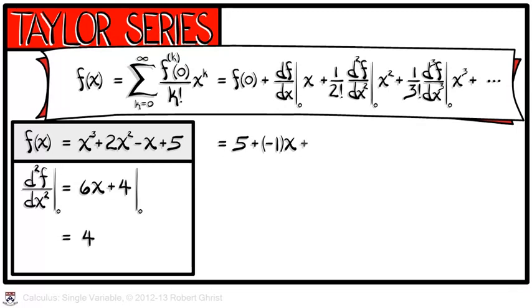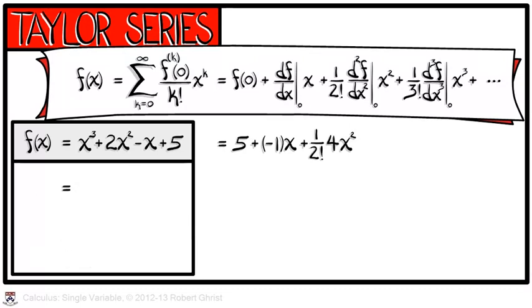Therefore, the next term in the Taylor series is 1/2 factorial times 4 times x squared. The third derivative of this function is very simple. It is exactly 6, independent of where we evaluate it. Therefore, the next term in the Taylor series is 1/3 factorial times 6 times x cubed.